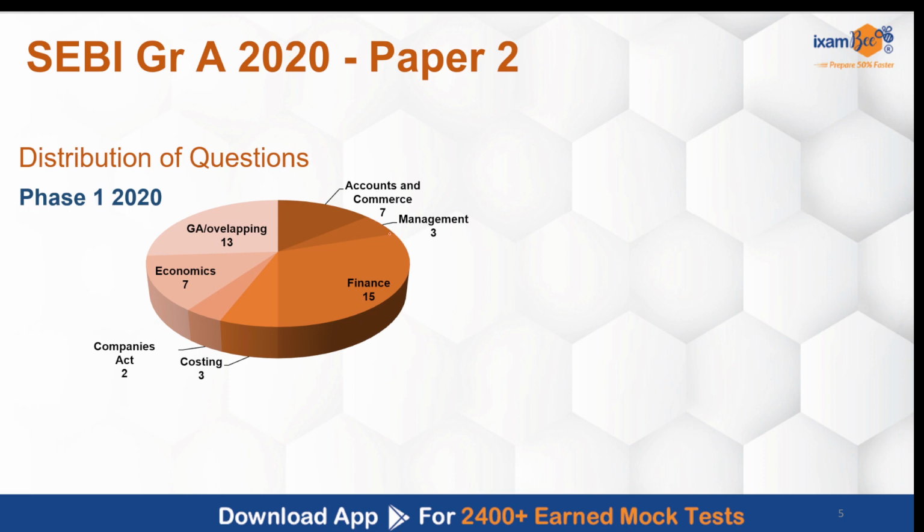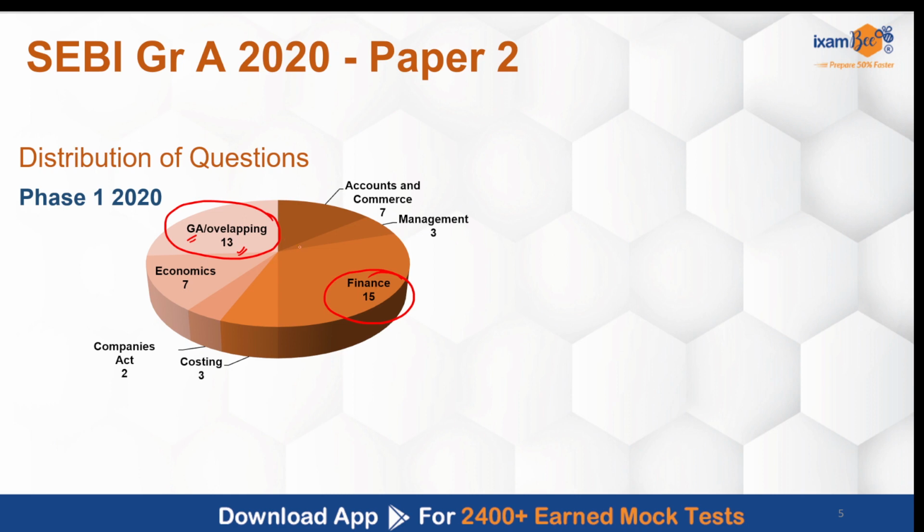So it saw more coverage coming from finance with 15 questions, followed by a lot of general awareness related questions coming to the extent of 13 questions. When I say general awareness, there were questions like, they had asked about the founder of Infosys, there was a question related to HTML, right? So there were very simple generic questions that they had asked in paper 2.